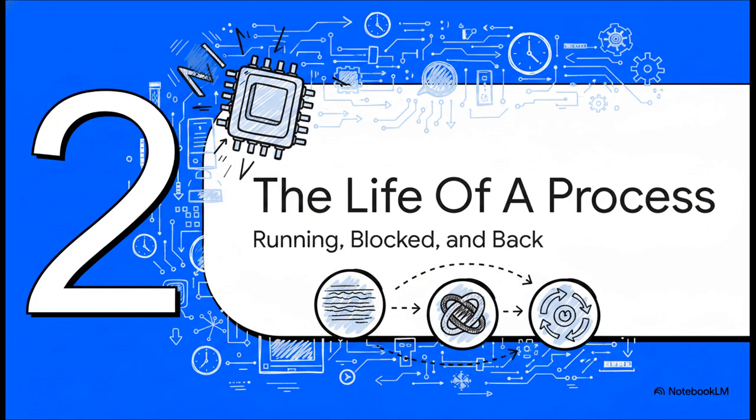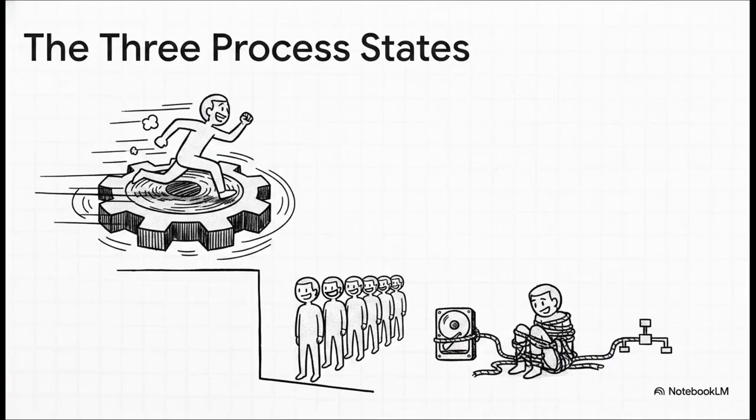All right, now let's see how all these pieces come together. A process isn't just static, you know? Its state is constantly changing, moving from one state to another based on what it's doing and what the OS tells it to do. At any given moment, a process is in one of three key states. Running is the obvious one. It's actually using the CPU right now. Ready means it's totally prepared to run, it has everything it needs, but it's just waiting in line for its turn. And blocked means it's stuck.